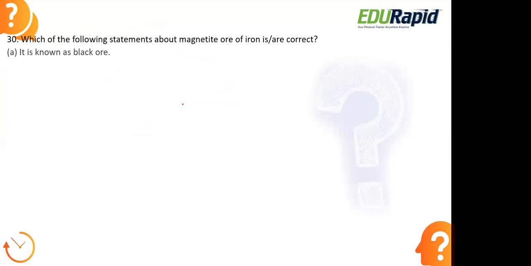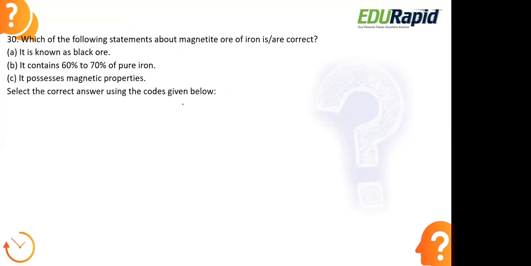Moving to the next question. Which of the following statements about magnetite ore of iron are correct? 1. It is known as black ore. 2. It contains 60 to 70% of pure iron. 3. It possesses magnetic properties. Select the correct answer using the code given below: 1 only; 2 and 3 only; 1 and 3 only; 1, 2 and 3.